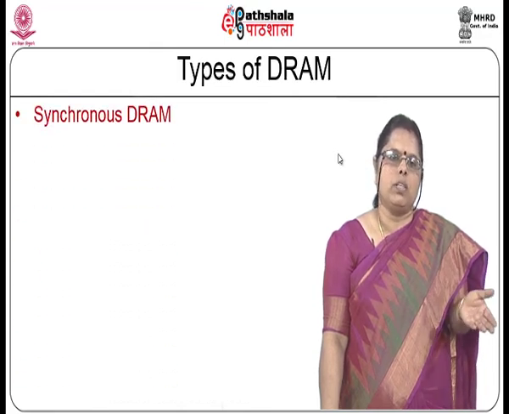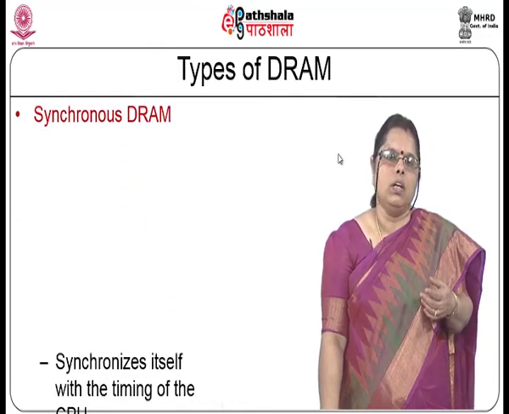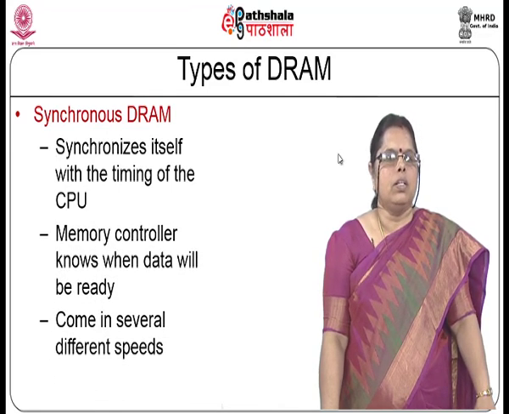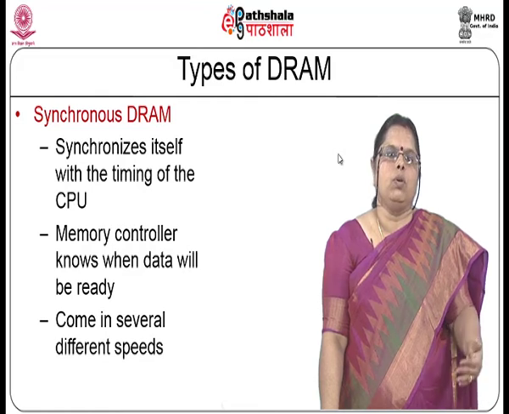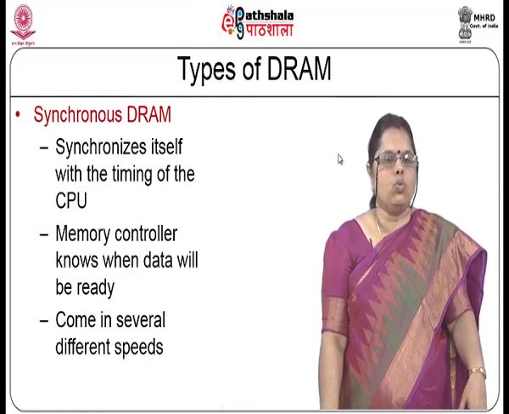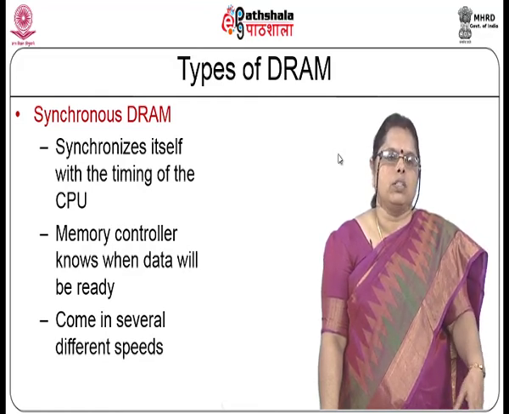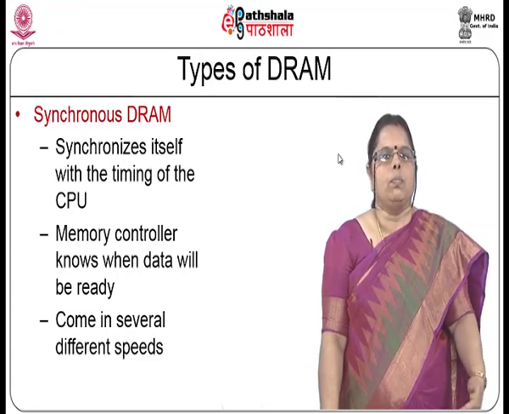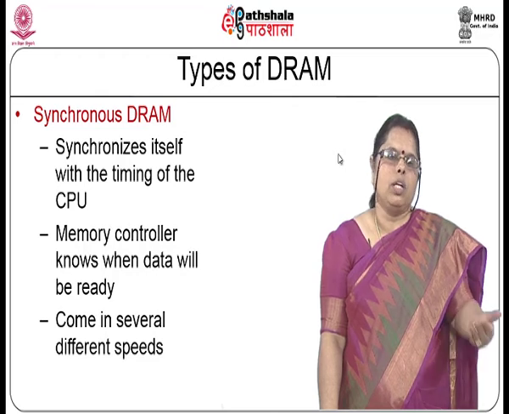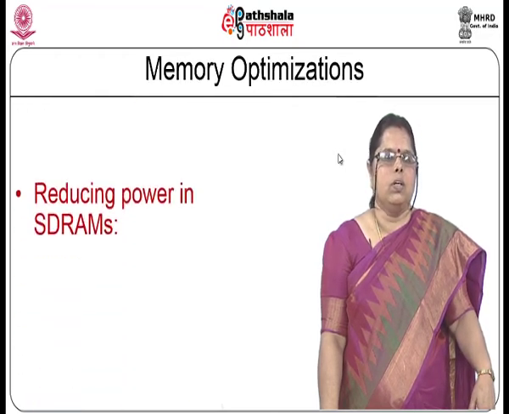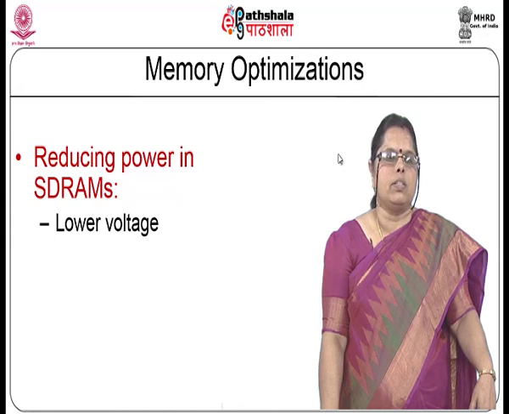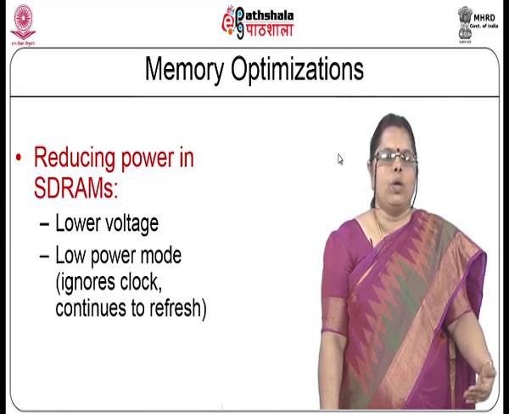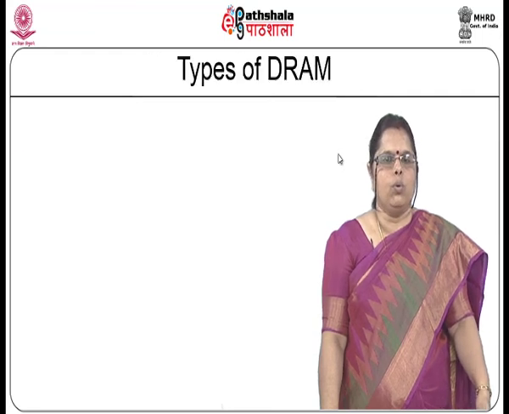So, based on the optimizations that have been suggested here, you have different types of DRAMs available. One is a synchronous DRAM. The synchronous DRAM synchronizes itself with the timing of the CPU. So, the memory controller knows when data will be ready and CPU cycles are not wasted. It also comes in several different speeds depending upon the clock frequency of the processor, so that it can synchronize with different processors. Reducing power in SDRAMs can happen by going in for a lower voltage mode or lower power mode, where you ignore the clock and continue to refresh.